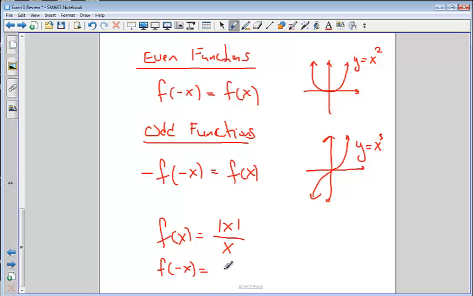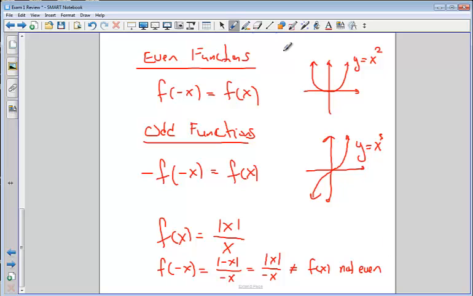So f of negative x is equal to absolute value of negative x over negative x. And then that's equal to, of course, absolute value of x. You can ignore the negative sign because absolute value makes it positive, over negative x. And you see that that's not equal to the original f of x.